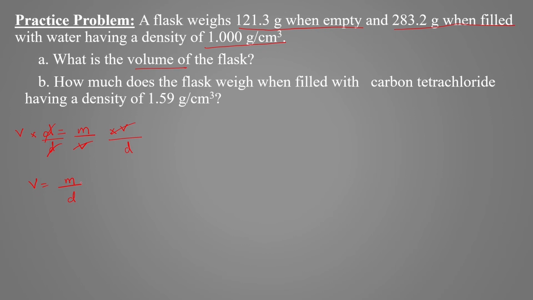To find the volume, we need the mass of water. The density of water is given. We need to know what is the mass of the water that is filled in this flask. The weights given are the weights of the flask when it was empty and filled. If we subtract these two numbers, we will get the weight of the water.